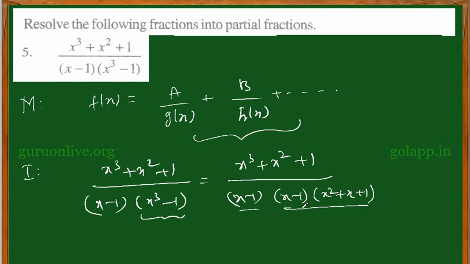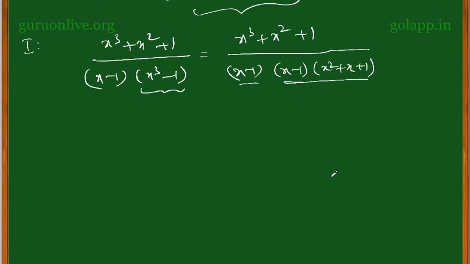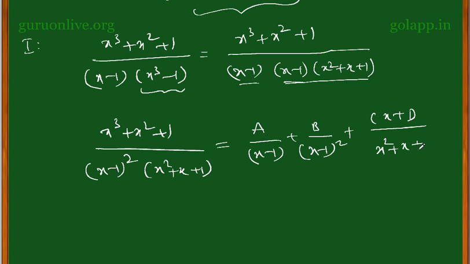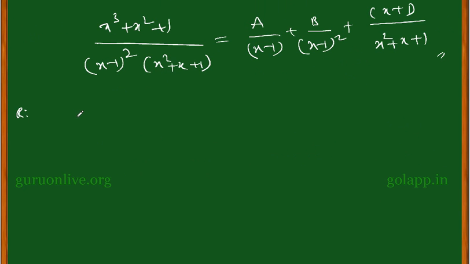If you see, x minus 1 and x minus 1, two similar factors are there, so I can write the fraction like (x cube plus x square plus 1) divided by (x minus 1) whole square into (x square plus x plus 1). This can be written as A by (x minus 1) plus B by (x minus 1) whole square plus (Cx plus D) by (x square plus x plus 1). These are the assumed partial fractions. We need to resolve it. Now I want to resolve the problem.